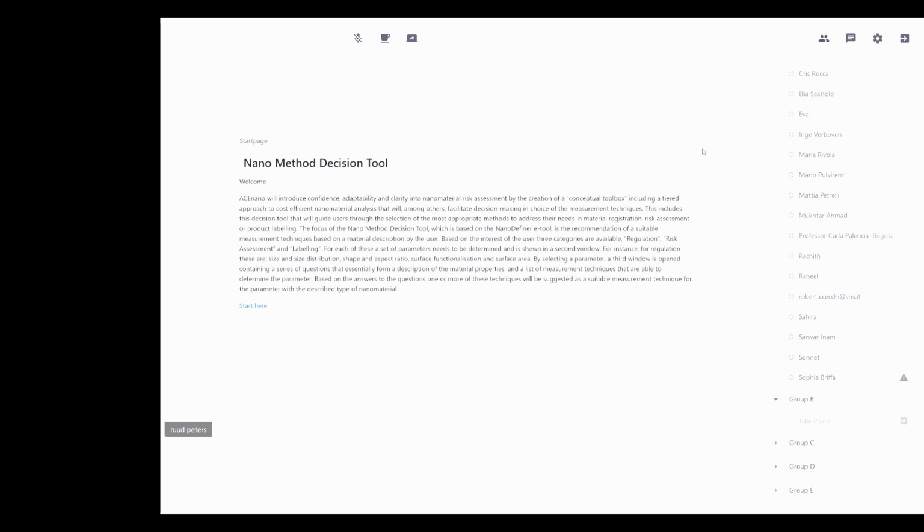This is the start page of the Nano Method decision tool. Just some text to tell you what it is. The focus of the Nano Method decision tool, which is based on the Nano Definer e-tool, is the recommendation of a suitable measurement technique based on a material description by the user, so that is by you. Based on the interest of the user, 3 categories are now available, which is important for regulation, for risk assessment, and for labeling. For each of these, a set of parameters needs to be determined and is shown in a second window. So let's have a look.